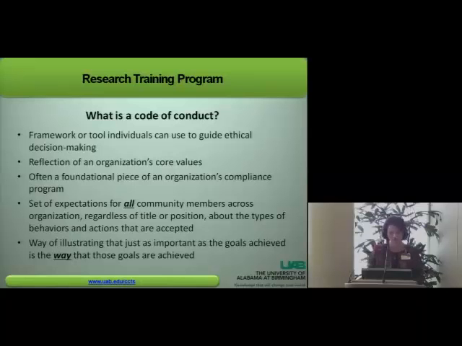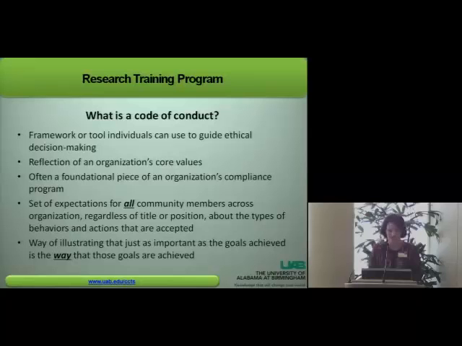It's a reflection of an organization's core values. In fact, codes of conduct are often written along with an organization's vision, mission, and value statements. They're frequently a foundational element of an organization's compliance program, which is one way that an organization may mitigate its risk under the U.S. federal sentencing guidelines if wrongdoing was to occur.